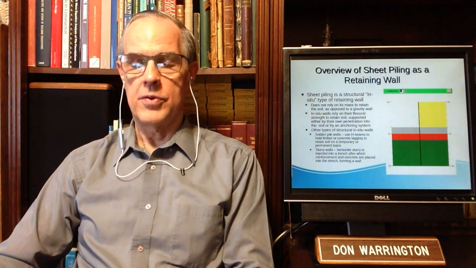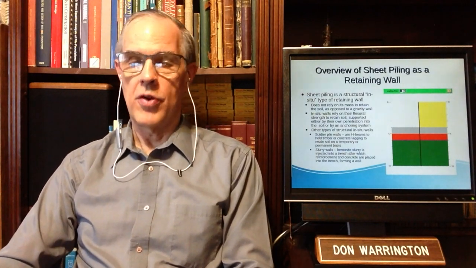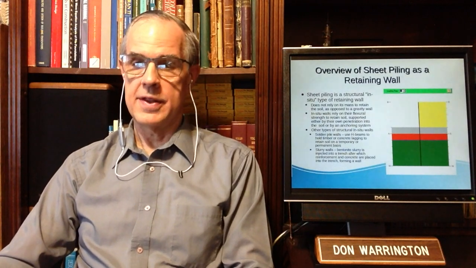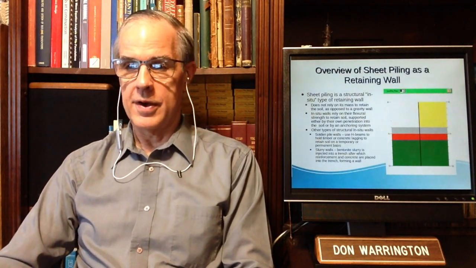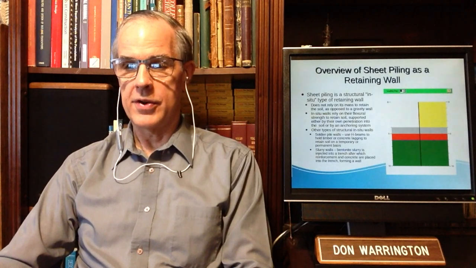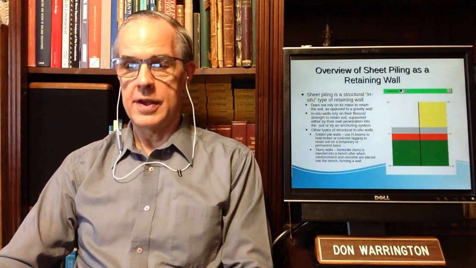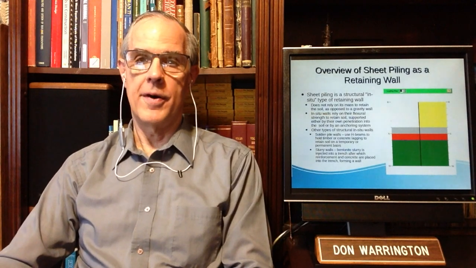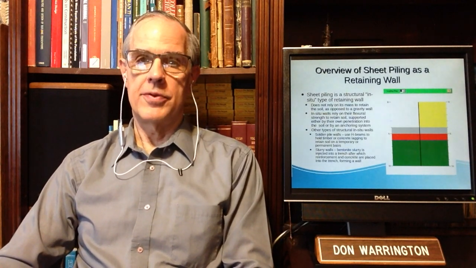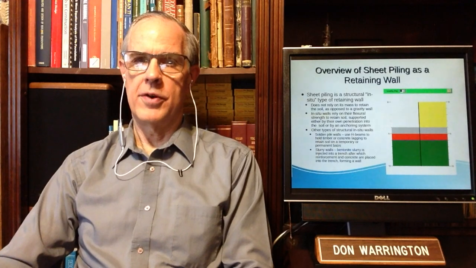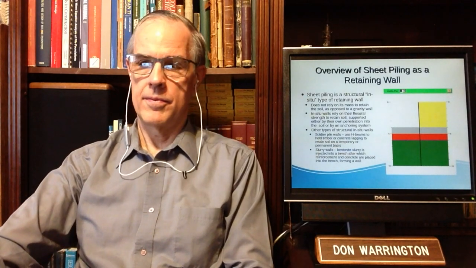It's similar to other in situ walls, such as soldier pile walls, which we'll mention briefly at the end, and slurry walls, where a bentonite slurry is injected into a trench, and then the concrete is placed forming a wall. These are other types. Soldier beams are very similar to sheet piling in many ways. Sheet piling comes in many materials. The first is steel. Steel is still the most common material for sheet piling, both cold form and hot roll.